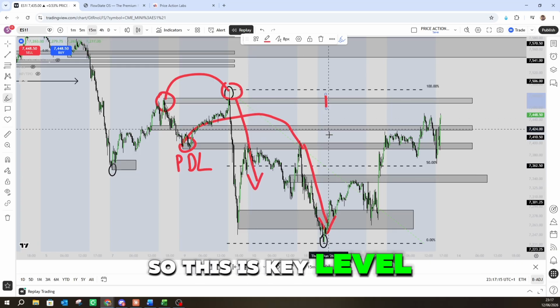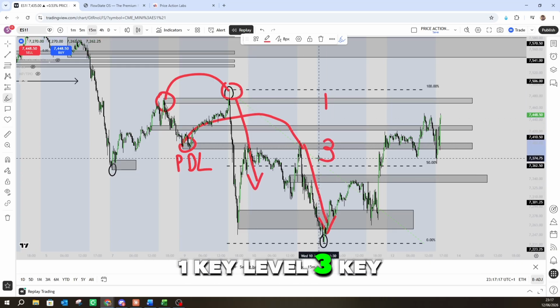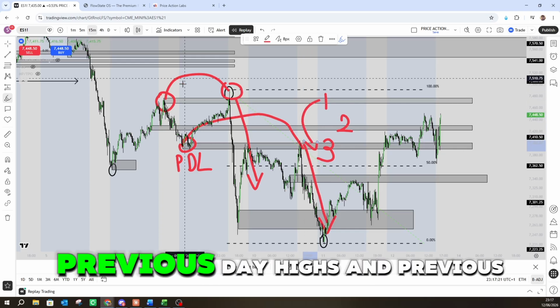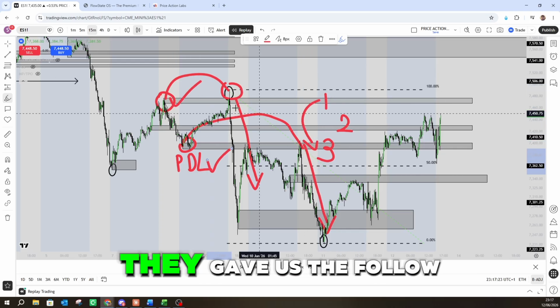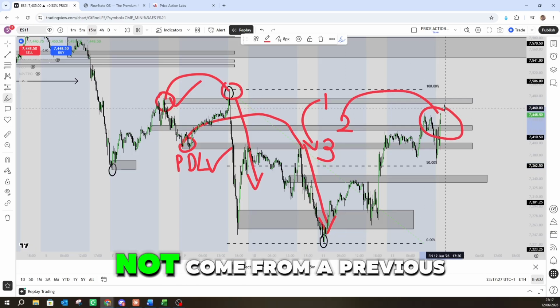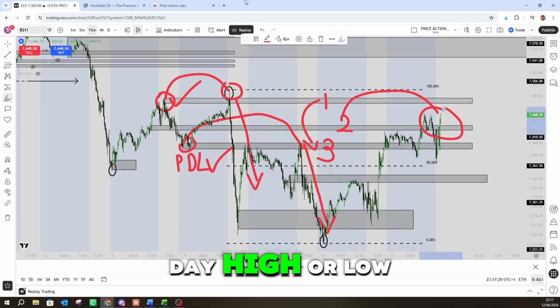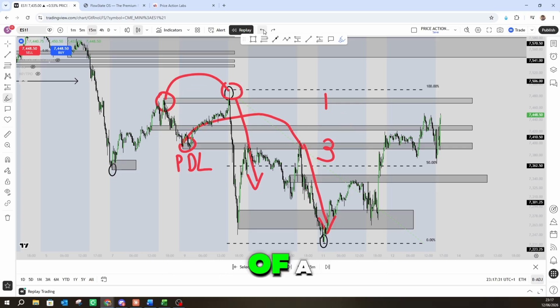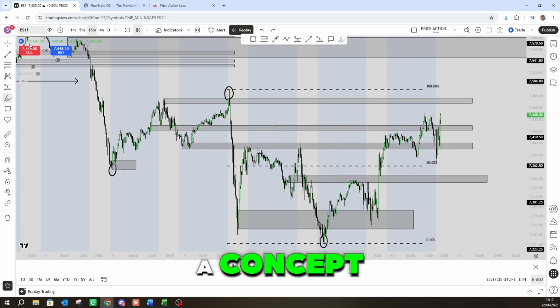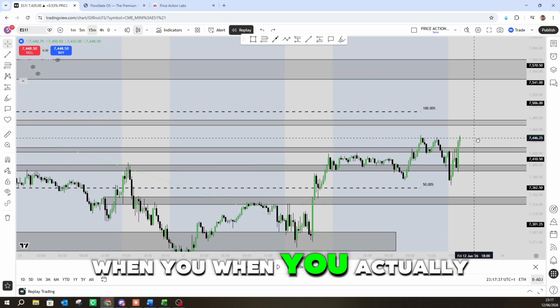So this is key level 1, key level 3, key level 2. Key level 1 and 3 were based off previous day highs and previous day lows. They gave us the follow through. My trade on Friday did not come from a previous day high or low. Now, this may be a new concept to some people. Go and backtest this concept. It will blow your mind when you actually see it, right?